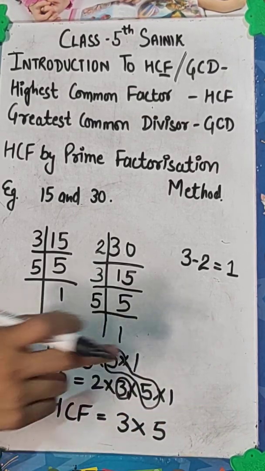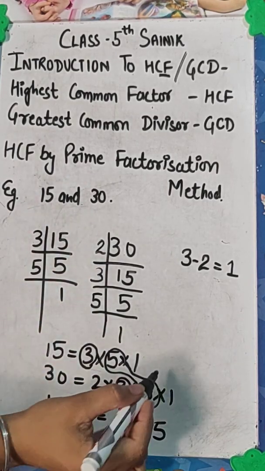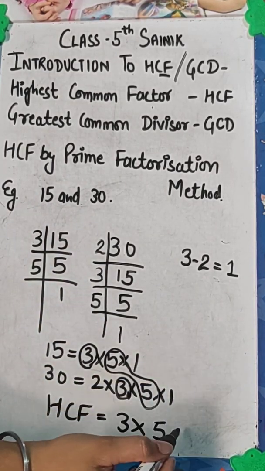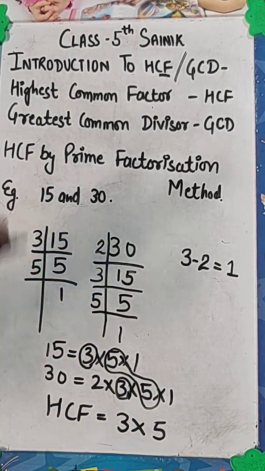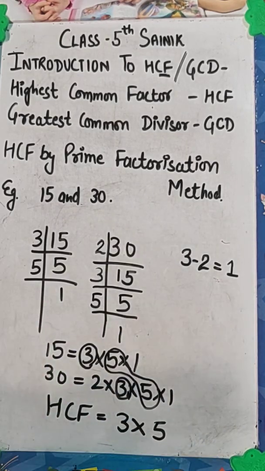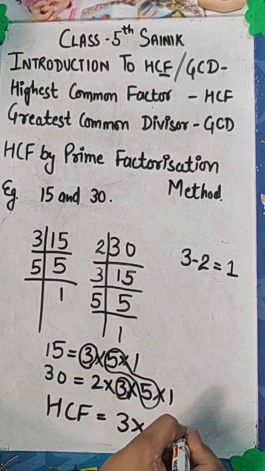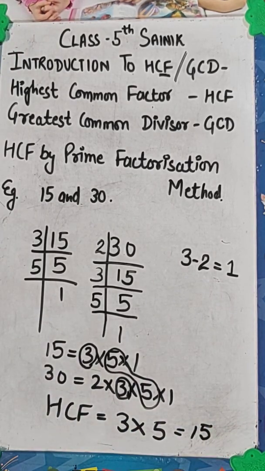Now 2 does not come in both, that's why we are not taking 2. If you want to write multiply 1 also, then our answer remains the same, because if we multiply any number by 1, the answer remains the same. So if you want to write multiply 1 here, you can write it, otherwise you can skip it also. So 3 into 5 is 15. Means HCF of 15 and 30 is 15.